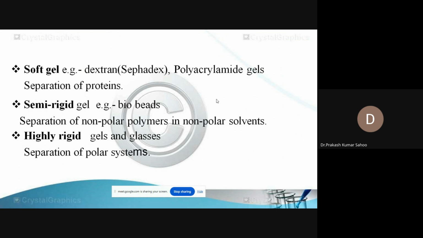Then the stationary phase, whether it is Sephadex, which is a commercial name, may be a soft gel, semi-rigid or highly rigid, depending on your component to be separated. So for soft gel, it is dextran or polyacrylamide gel, for separation of protein. For semi-rigid gel, we have the biobeads, for separation of non-polar polymer in non-polar solvent. For separation of polar systems, we may use highly rigid gel or glasses.